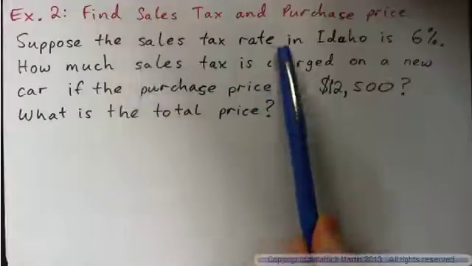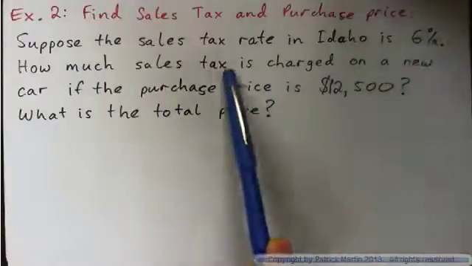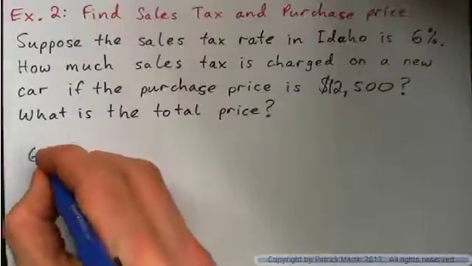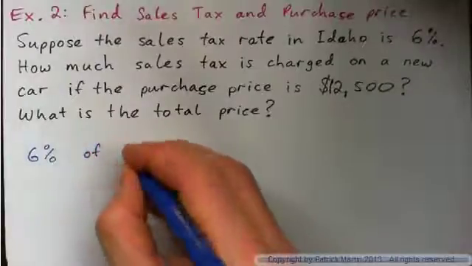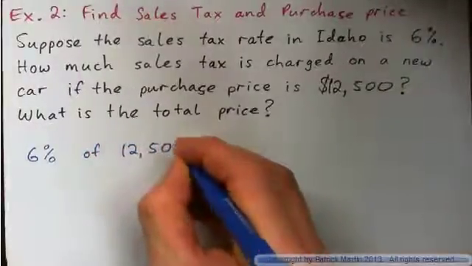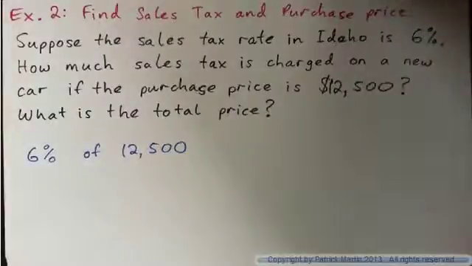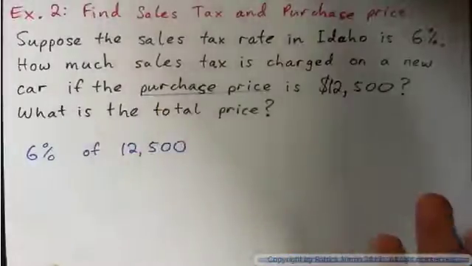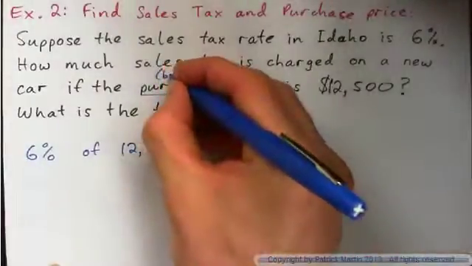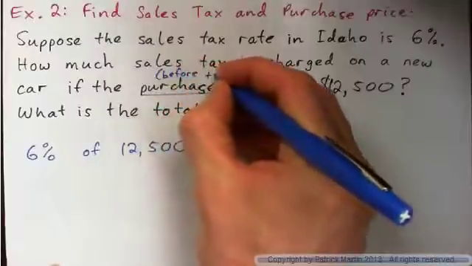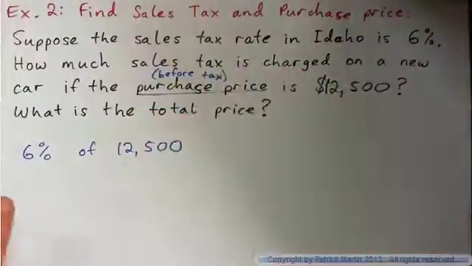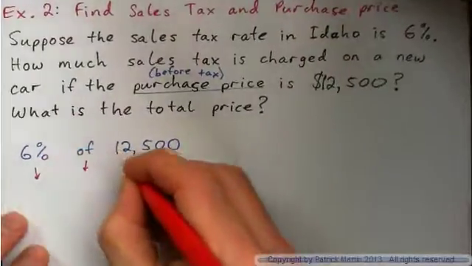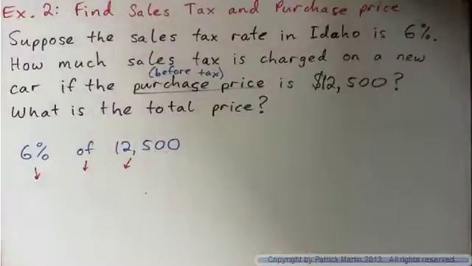So, the sales tax rate is 6%. How much sales tax is charged on a new car if the purchase price is that? So what we have to get is 6% of 12,500. Okay? Does that make sense? The purchase price means the price before tax. So, getting 6% of that, we've got to turn 6% into a decimal. So, go ahead and calculate 6% of 12,500.